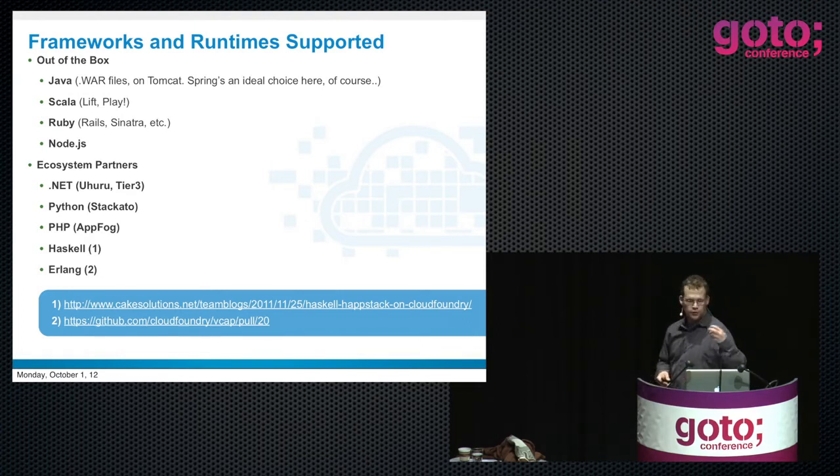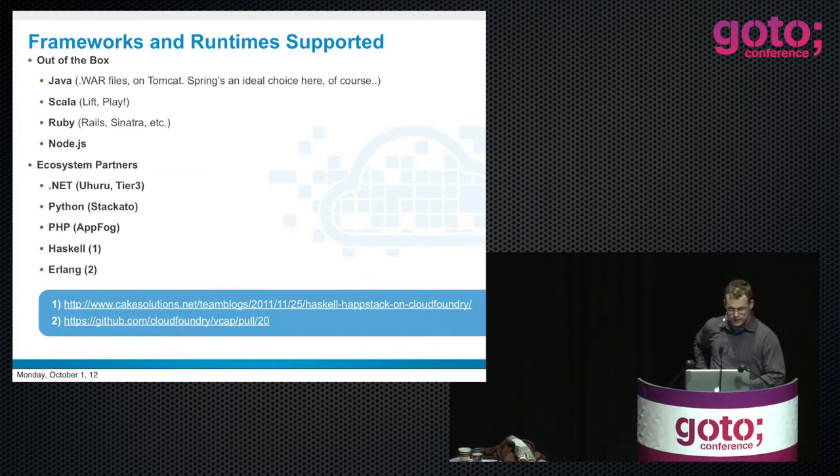And of course, if you don't like what we've got out of the box in the source code, then you can use the supported frameworks and supported runtimes provided by ecosystem partners. And we'll look a bit at that in a minute, but we have good support. Actually, we have two good implementations of .NET support on Cloud Foundry, two different companies working to support .NET. We have Python support from both AppFog and Stackato. Stackato, of course, being the platform as a service from ActiveState, the company that makes the popular Perl, Python, TCL IDEs and tooling. And we have PHP support from AppFog.